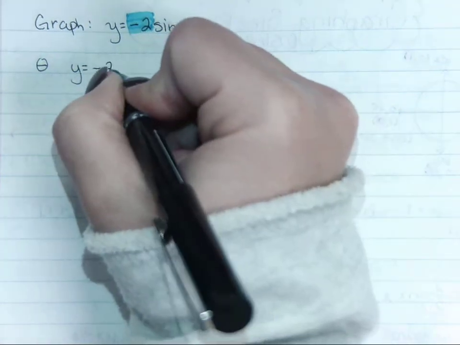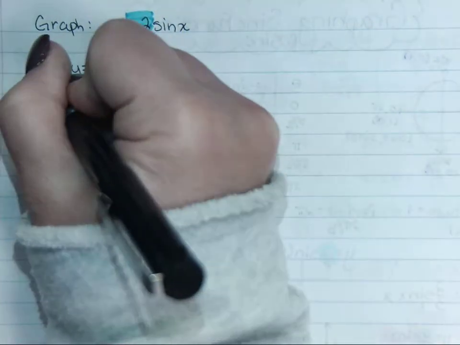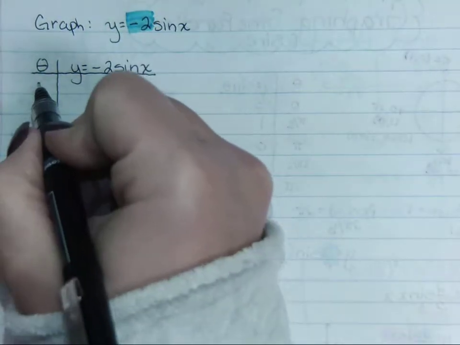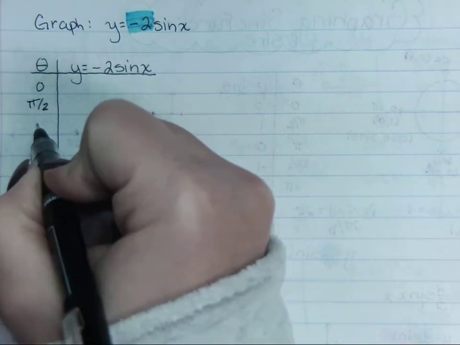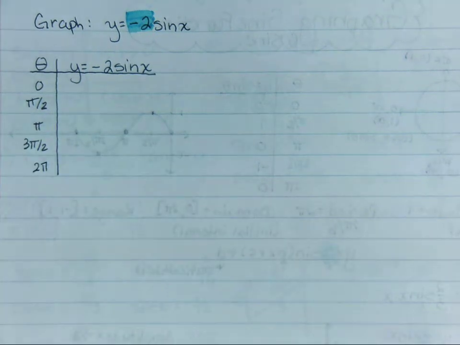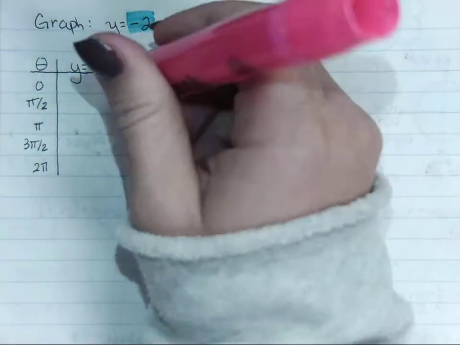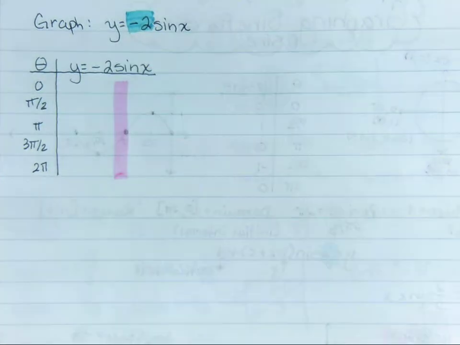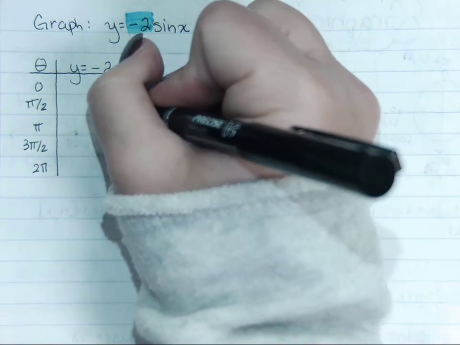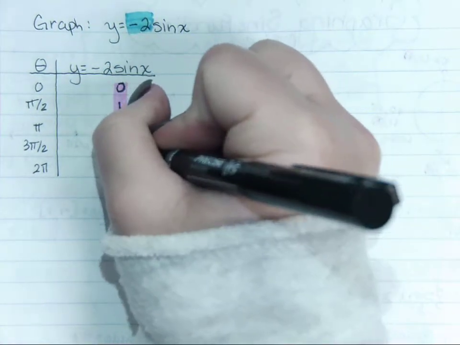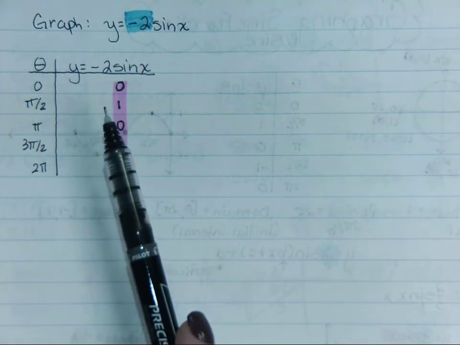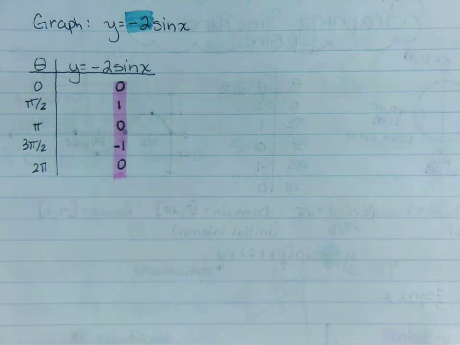Again, I'm going to write down my little t-chart, with my values along the x-axis, which are my 5 key points. Again, I'm going to write down my normal sine values. My normal outputs for sine are 0, 1, 0, -1, and 0. You're going to start getting really used to doing that. If you forget, just make a quick unit circle and look at what happens along the axes.